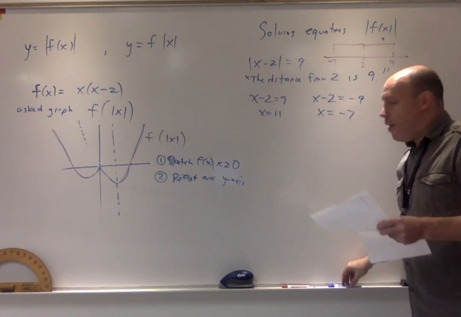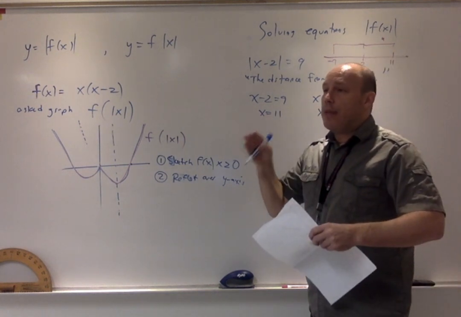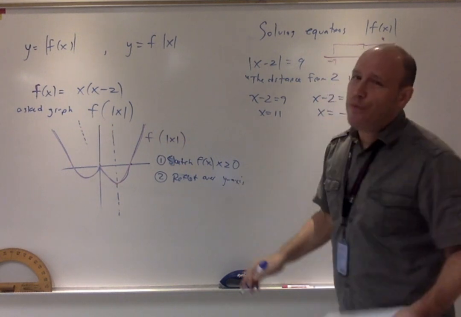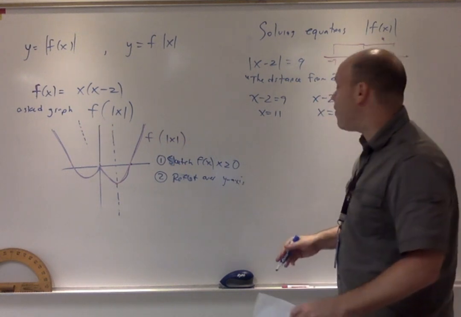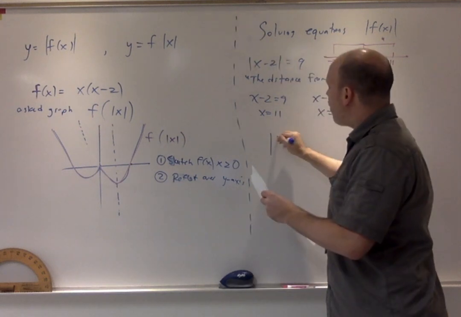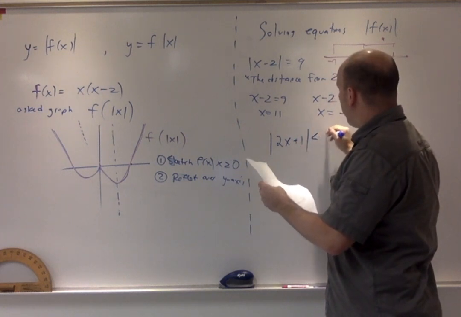Okay. The next equation is an inequality. So once again, yes, these are basics. Let's go to the next one. Absolute value inequality. These are my favorite. I love these. Next. The absolute value of 2x plus 1 is less than or equal to 5.